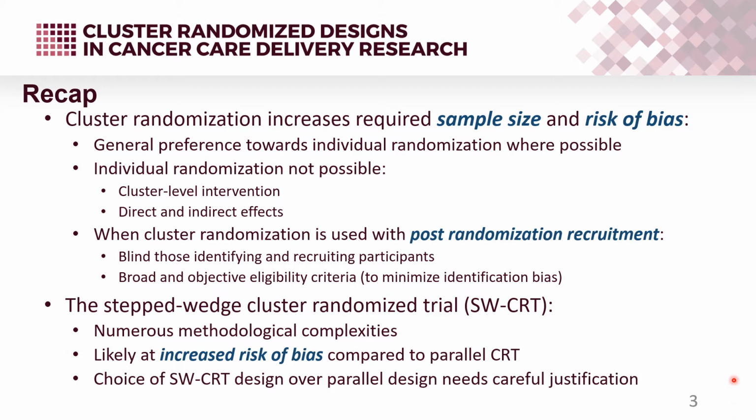So as a quick recap then, we've learnt that cluster randomization increases the required sample size and the risk of bias. So there should be a general preference towards using individual randomization wherever possible. Now, sometimes individual randomization will not be possible. So for example, if we're evaluating a cluster level intervention, or perhaps we're interested in direct and indirect effects.